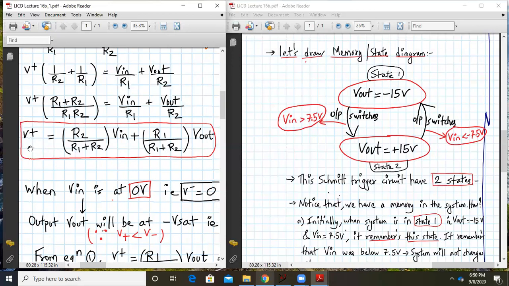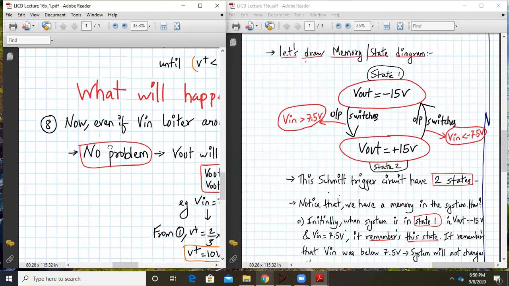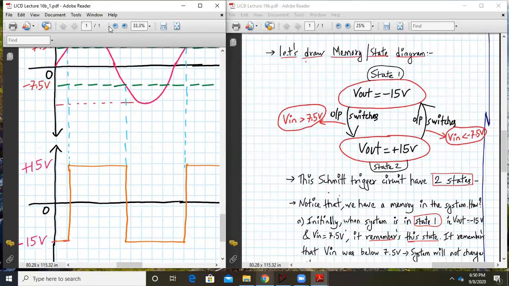Yes. So V in is close to 0 whenever V in is close to 7.5. So V in will be 7.5 when V out is at minus 15, and V in will be at minus 7.5 when V out is at plus 15. So that's where the plus and minus 7.5 came from. Okay, now let us go back to the input output waveforms.